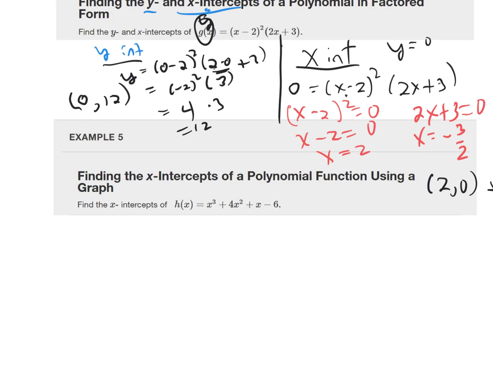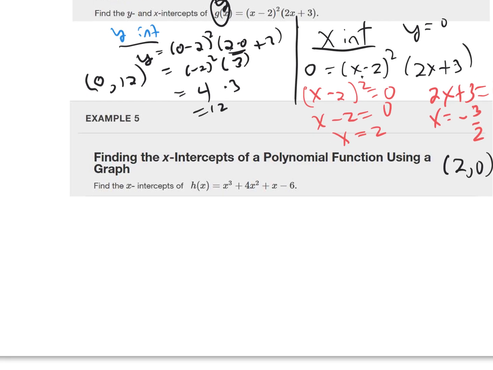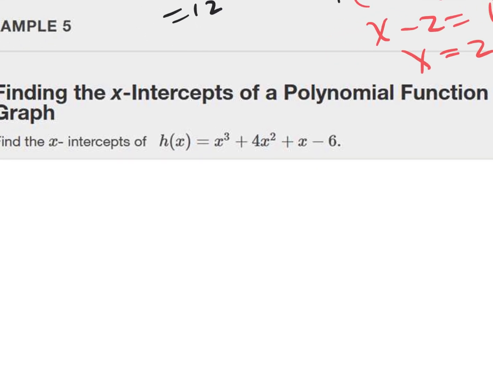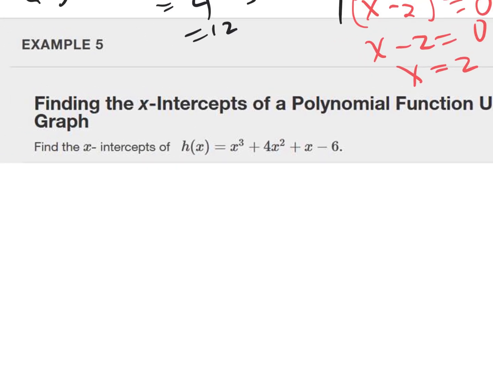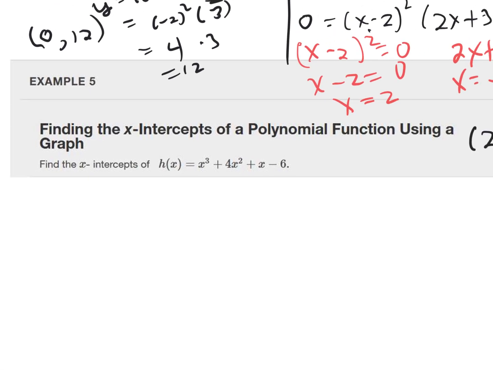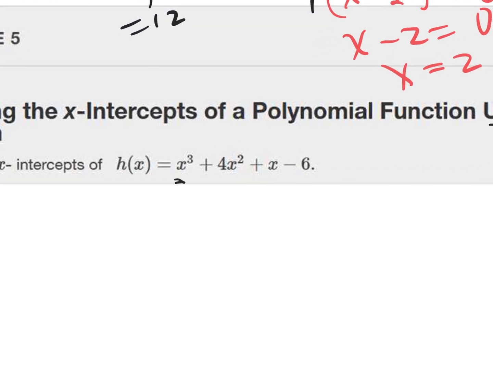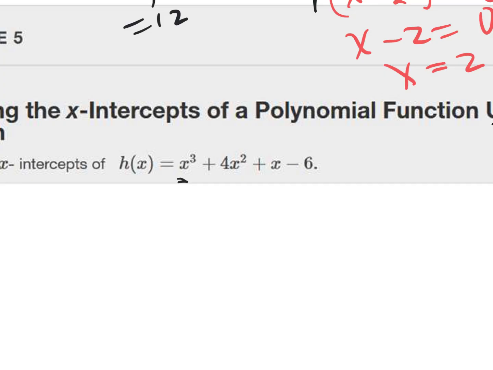And let's do the last one. Find the x and y intercepts of this polynomial using a graph. All right, so unfortunately, you would have to pick up a calculator to graph this. They're giving you a hint that this might be a cubic, but I bet you it doesn't factor. And I'm looking at it really quick to see if they're right.